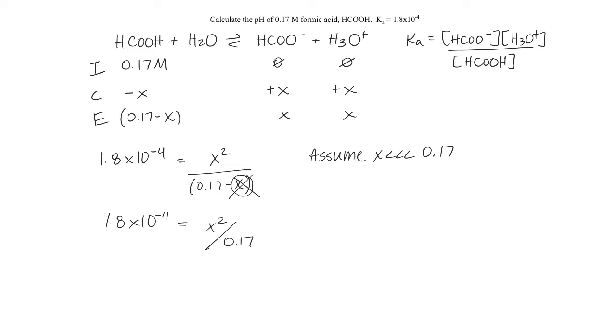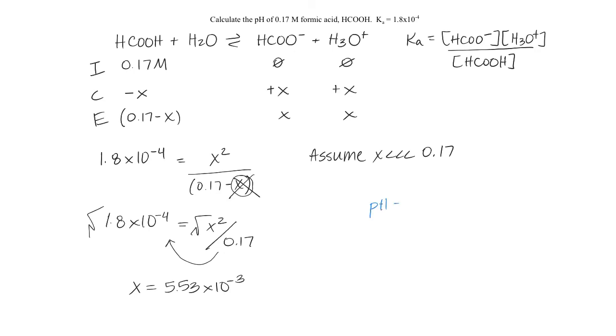This equation now becomes a lot easier to solve because we don't have to use the quadratic formula. We can multiply both sides by 0.17 and then take the square root, and we end up with x equals 5.53 times 10 to the minus 3.